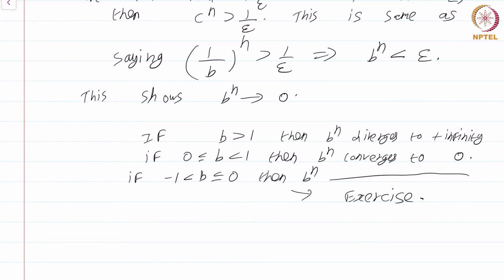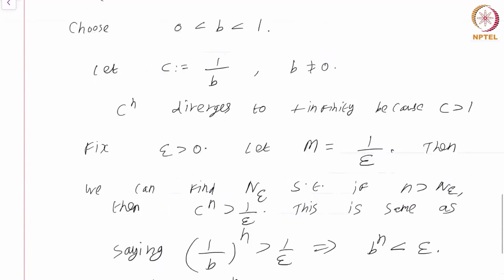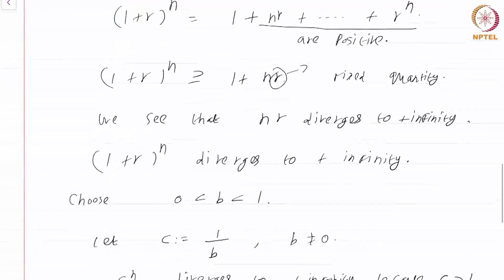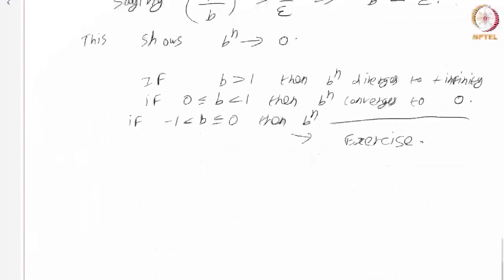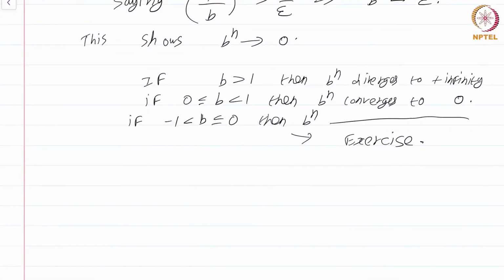Excellent. This is a very interesting one. So we have now shown that the behavior of the sequence b power n crucially depends on the choice of b. Okay. Next example, the 7th one.